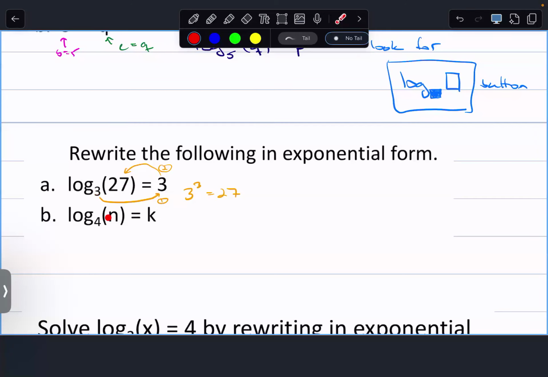4 to the power of k is equal to n. When would that be useful? That's going to be useful if you need to solve for n, right? Maybe you have a k and you need to grab the n, then you can rewrite it as 4 to the power of k is equal to n, and now all of a sudden n is accessible.